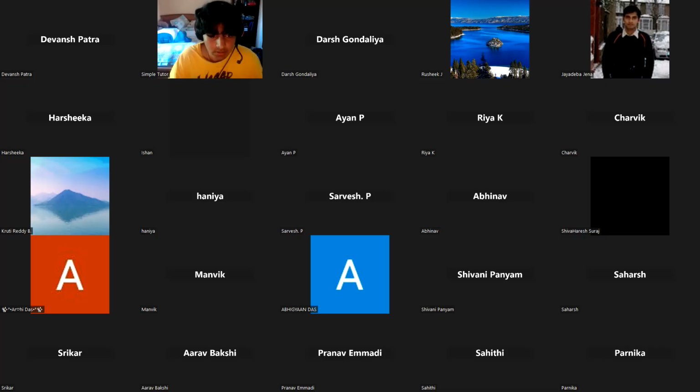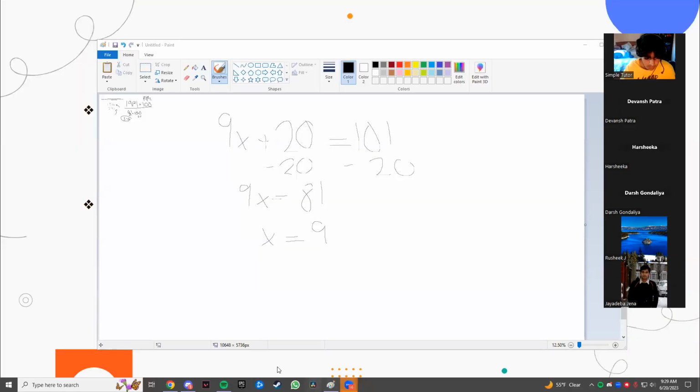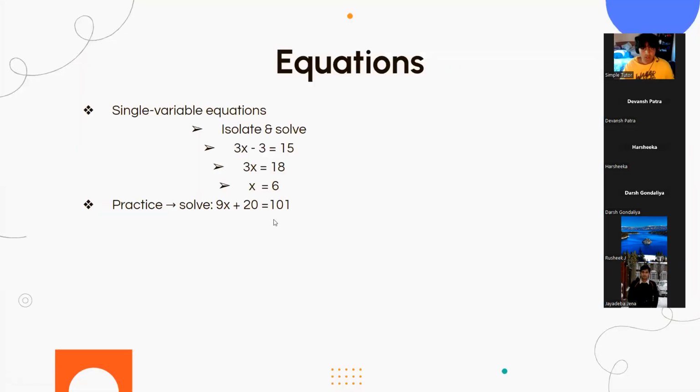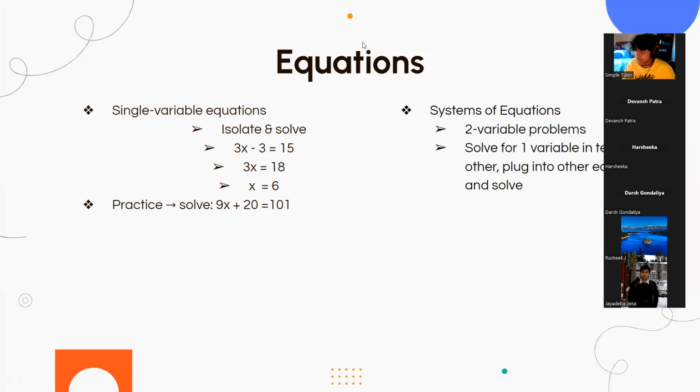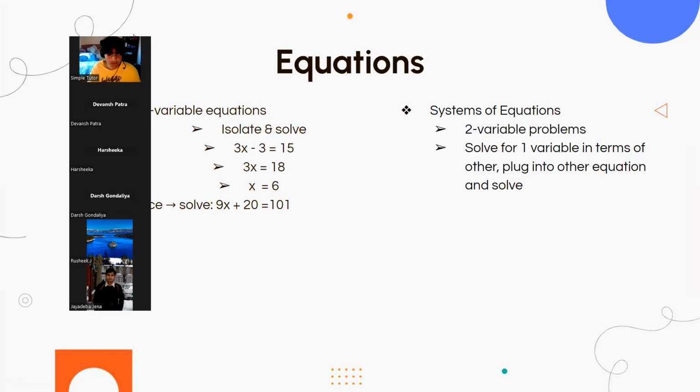Let me get back to it. Honestly, I'm just going to share my screen, make it easier. Okay. Now, these are our 2 variable problems. These are systems of equations. The way we do these is we solve for one variable in terms of the other in one of our equations, and we plug that into our other equation and then solve for that variable. Once we get an answer for that variable, we can plug it into either one of our 2 equations and find the variable that we do not have.